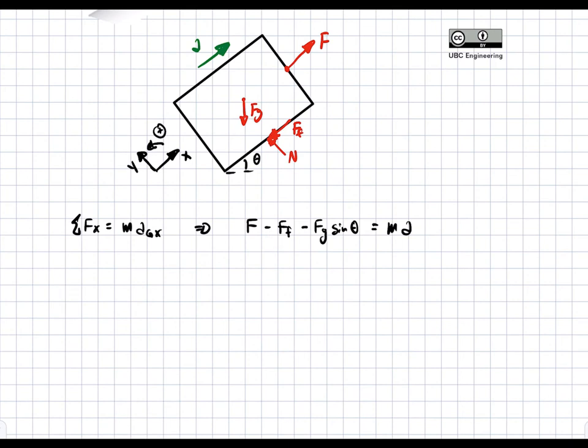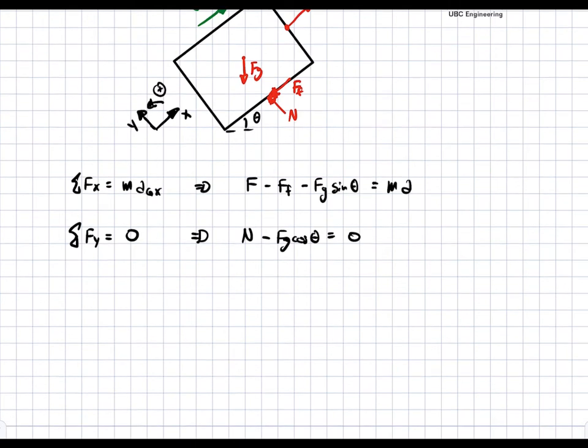Then we have the sum of forces in the y direction, which is going to be equal to zero, because there's no acceleration in the y direction as the block is not going to detach from the surface. So we have N minus Fg cos theta equal to zero. Here we have N pointing upwards and minus Fg cos theta because that points downwards. So we can directly solve for N. Fg is just mg, and theta we know. So N is equal to Fg cos theta, which equals mg cos theta.